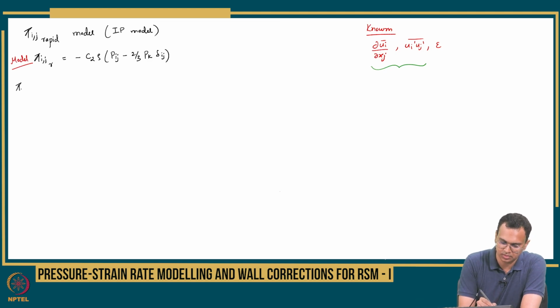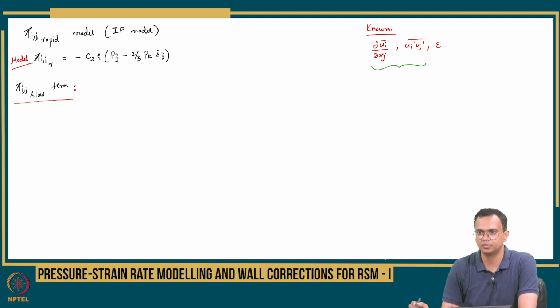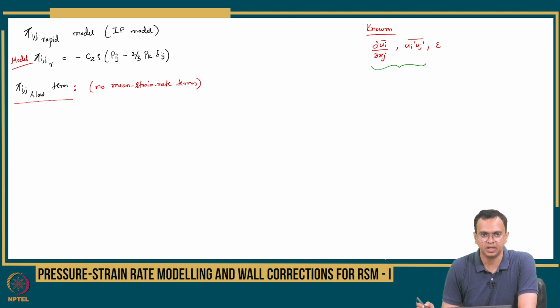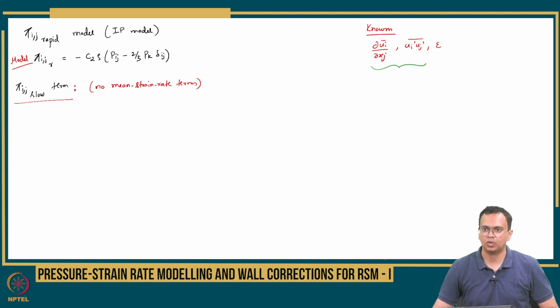So we look at the pi ij slow term. If you recall, this was only a function of turbulent terms. It had no mean strain terms in the pi ij slow. So it was entirely dependent on correlations of fluctuations, right? There may be more than one approach to model this.